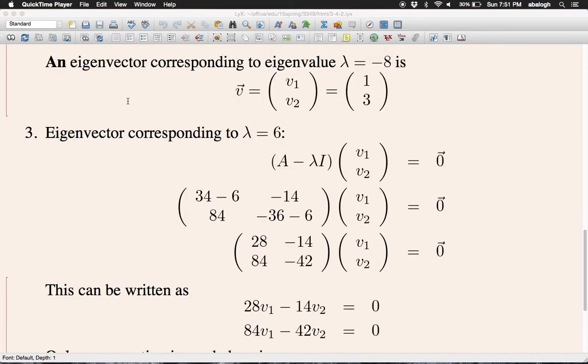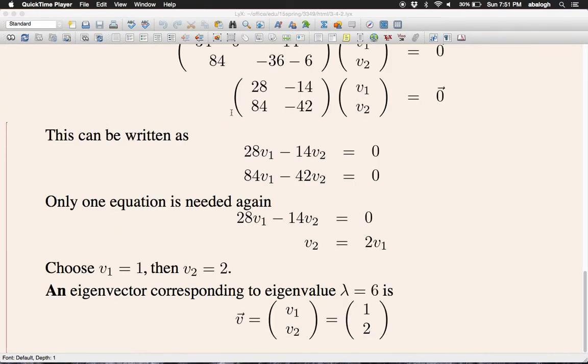After this, we continue with the eigenvector corresponding to eigenvalue lambda equals 6. The procedure is the same as before. We take this equation A minus lambda I times V1, V2 equals 0. We substitute the known eigenvalue. We subtract it from the diagonal entries of A. We obtain a constant matrix times this unknown vector V1, V2. And we can write it as a regular linear system of two equations. Again, only one equation is needed.